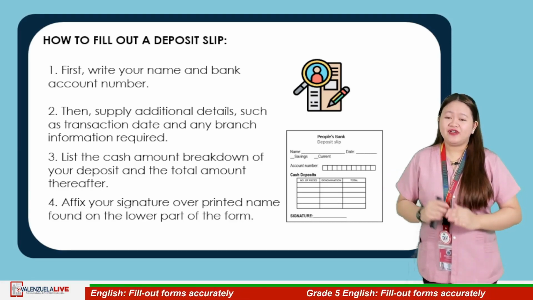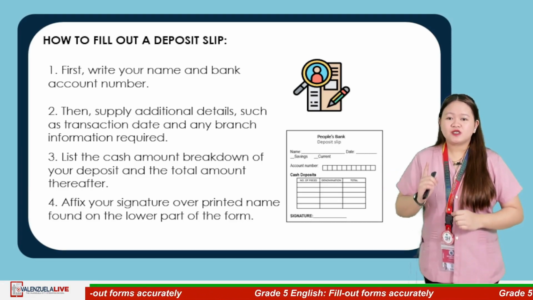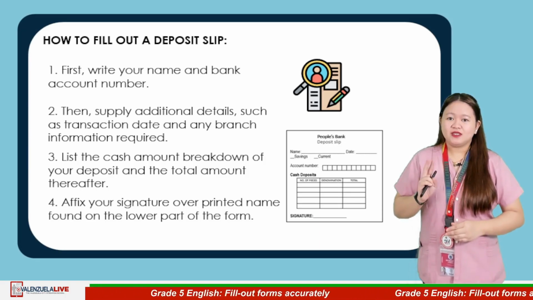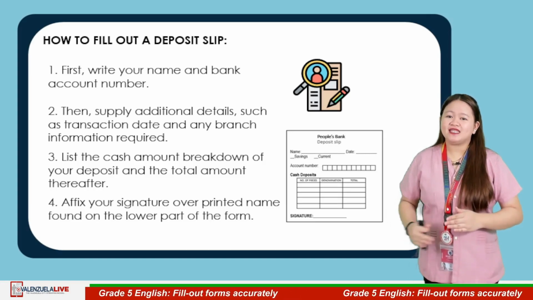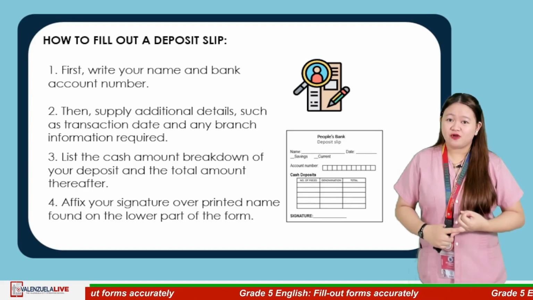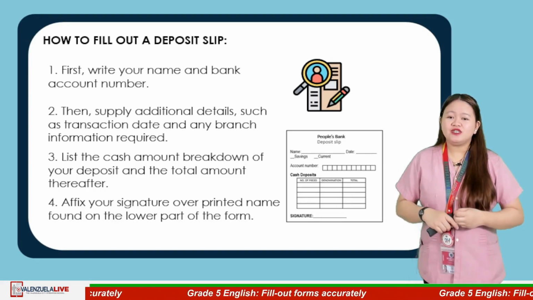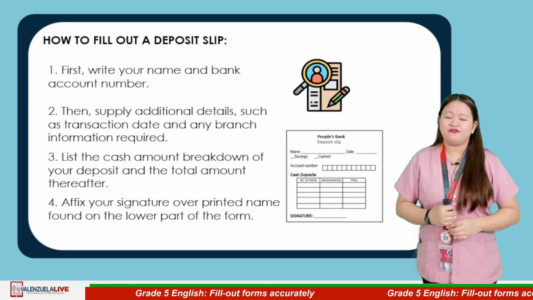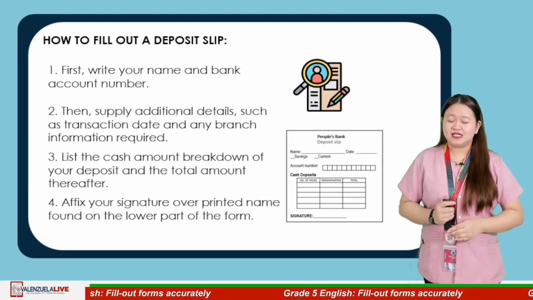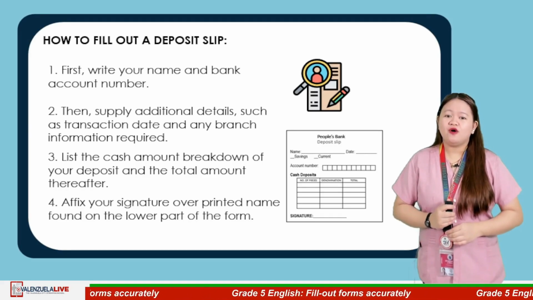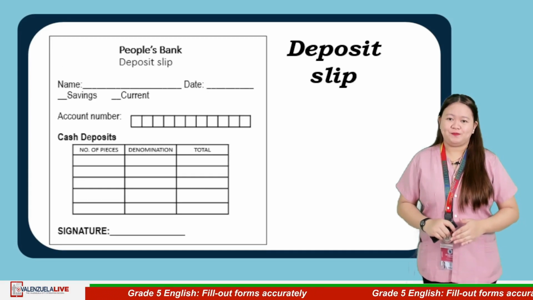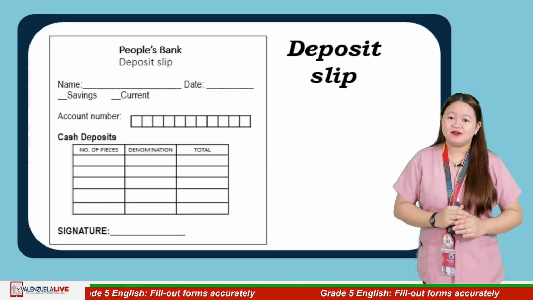Now, how to fill out a deposit slip? So first, you need to write your name and bank account number. Number 2, you need to supply the additional details such as transaction date and any branch information needed. Then, you need to list the cash amount breakdown of your deposit and the total amount hereafter. And lastly, don't forget to affix your signature over the printed name that can be found at the lower part of the form. Let us try to fill out this deposit slip.